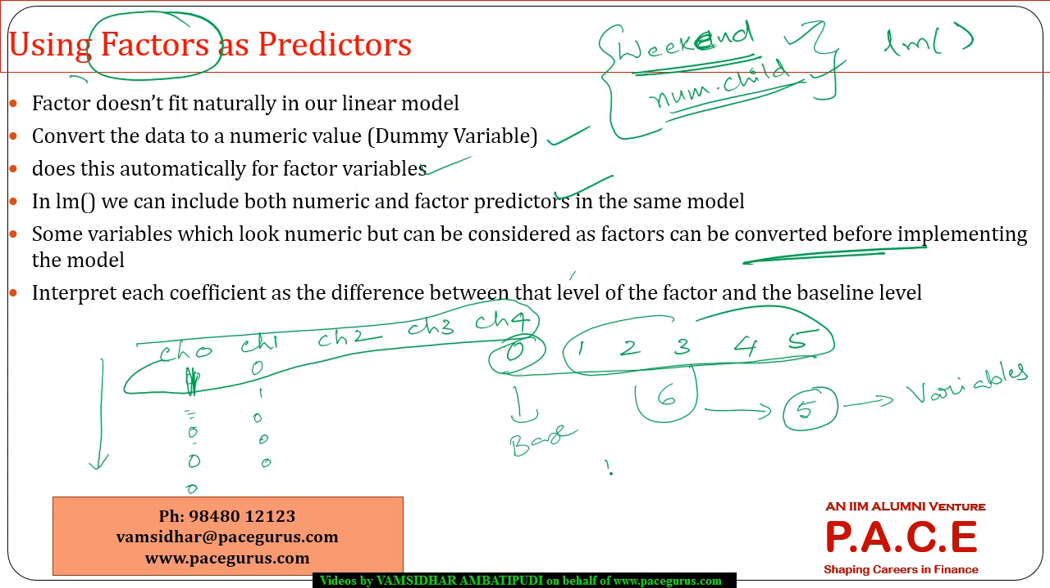So wherever the data has only one child, the child 1 variable will have a 1, and wherever it is not one child, it will have 0. Similarly, wherever the particular data has 2 children, this variable will be set to 1, all others will be 0. Wherever there are 3 children, that element will be set to 1, all others 0. Similarly in case of 4, similarly in case of 5. But when there are 0 children, all these will be set to 0.